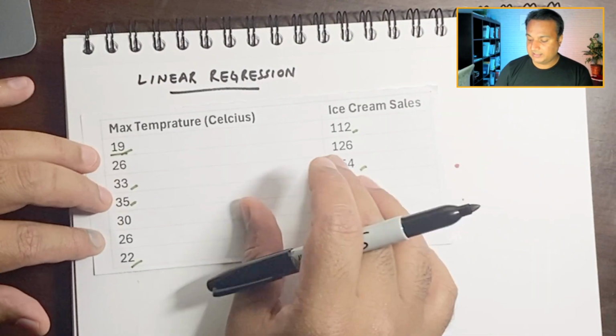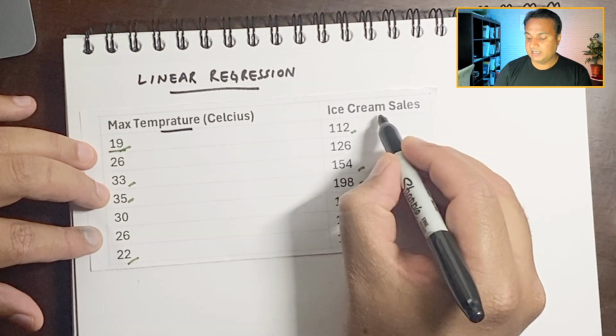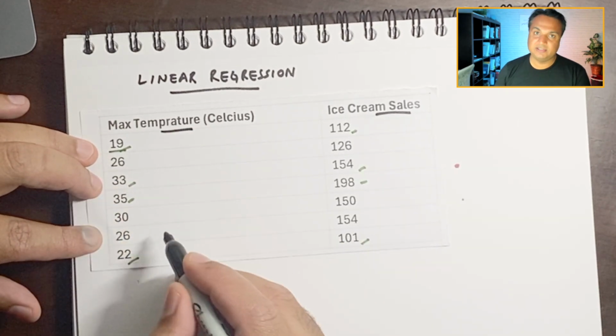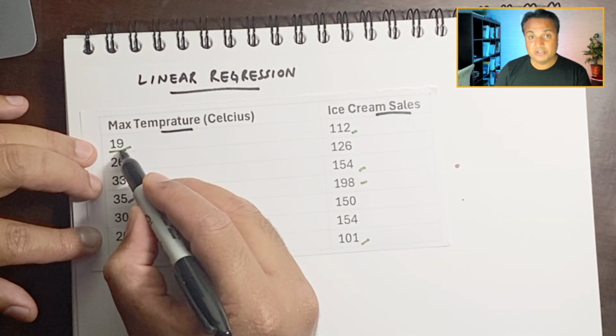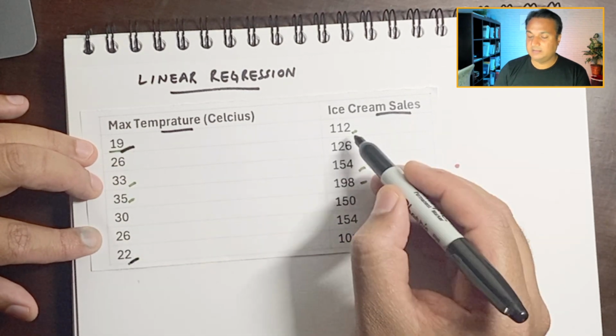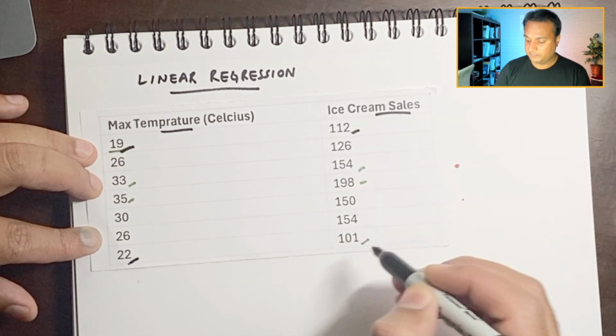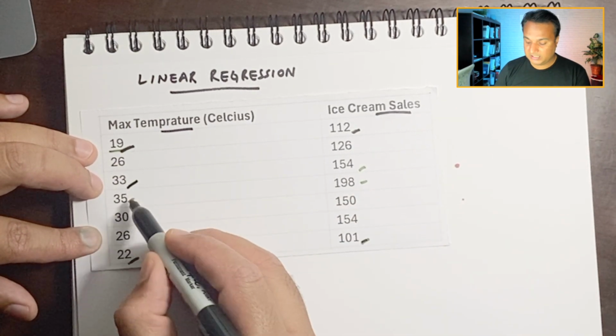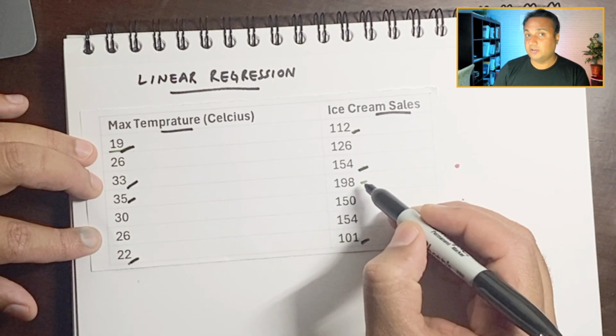Since he knew that there is a strong correlation between the maximum temperature of the day and the ice cream sales he saw, he wanted to quantify that relationship. When we looked at this data for maximum temperature of the day and the ice cream sales, we saw that there is a strong correlation. For days when the temperature was low, for example 19 or 22, the ice cream sales were also lower. But on the days when the temperature was high, for example 33 and 35, the ice cream sales were also high. So we wanted to quantify that relationship so that for a new day, he could easily calculate what the estimated number of sales would be.